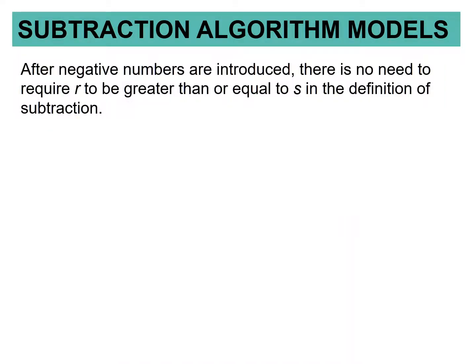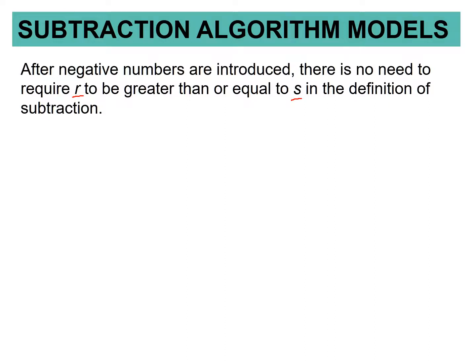So we have 3 models for the subtraction algorithm. Once we talk about negative numbers, which is not for another couple of chapters, then we don't have to really require the number we're subtracting to be larger. But if we want to stay within the whole numbers, and we want it to be closed and get a whole number answer, then we have to require that the subtrahend is greater than or equal to the minuend.